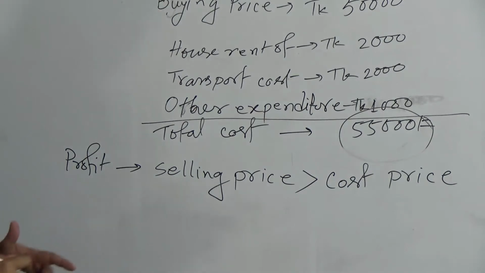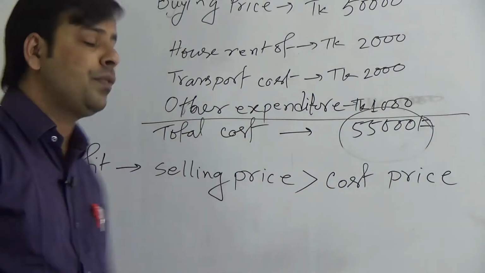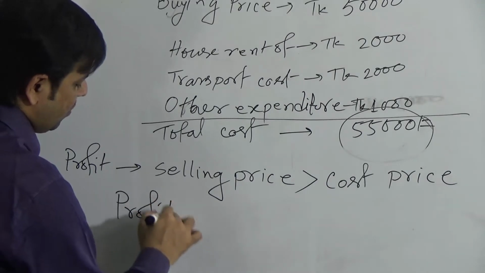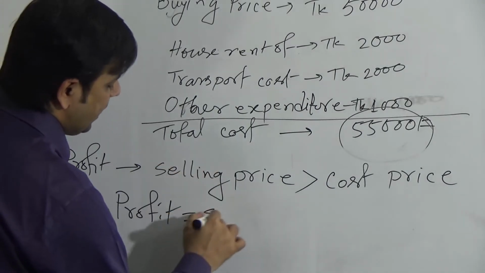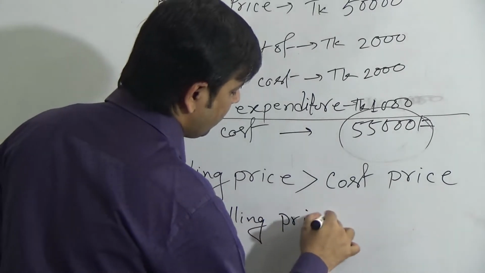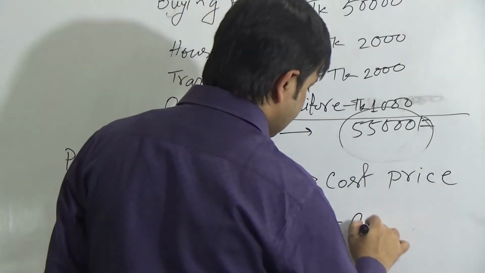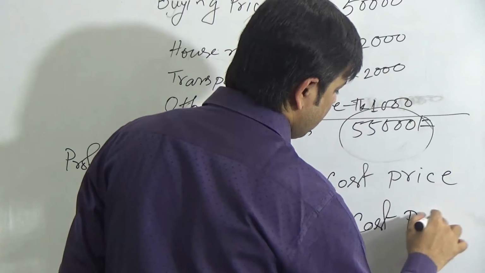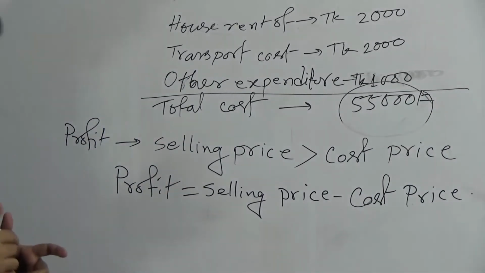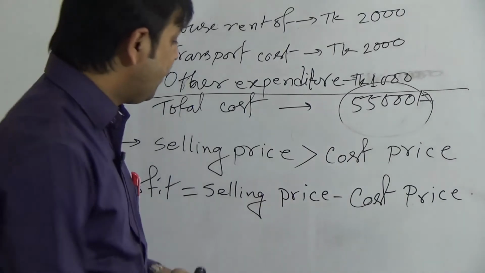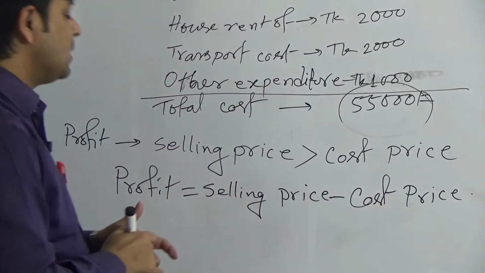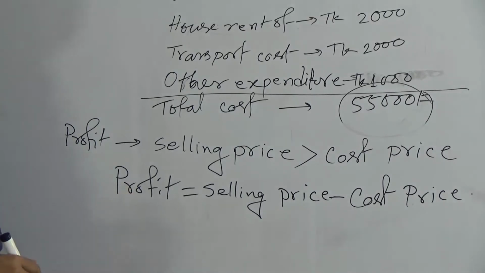And how can we determine the profit? To determine the profit, we can use the formula: profit equals selling price minus cost price. It means that if we subtract the cost price from the selling price, then we will get the profit.